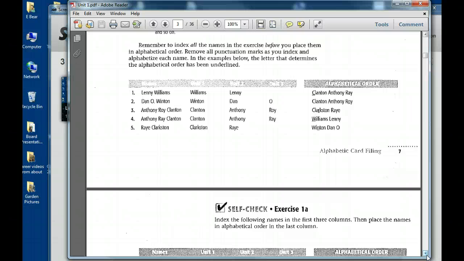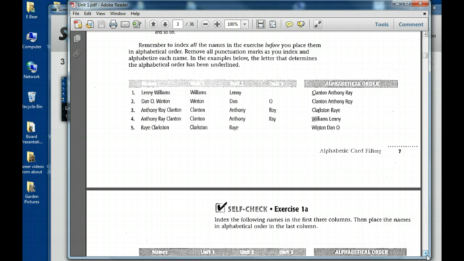Both Clanton and Clarkston start with C-L-A. When we get to the next letter, N and R, we can decide that N comes before R. So we know that Clanton will be before Clarkston.